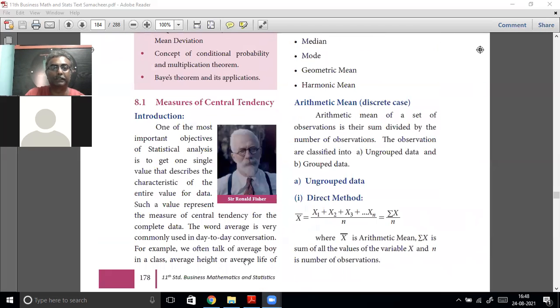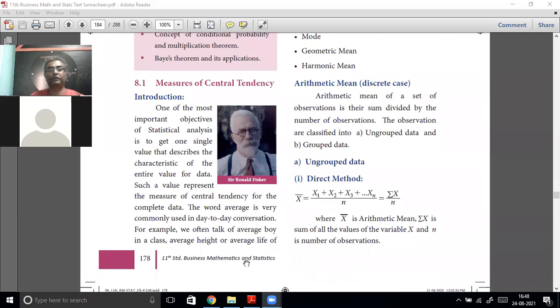Measure of central tendency. One of the most important objectives of statistical analysis is to get one single value that describes the characteristic of the entire data. Okay. So this is the measure of central tendency. Measure of central tendency is one single value that describes the characteristic of the entire value of data.